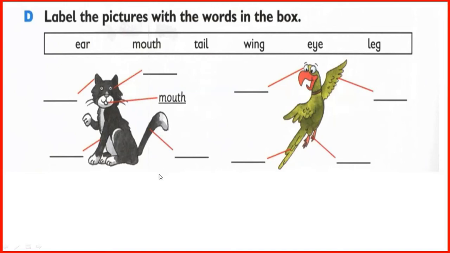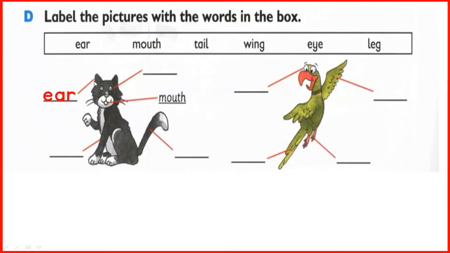Hurry up, tell me. Now I point and you tell me. What? Yes, eye. What? Ear. Very good. What? Leg. Very good. And what is this? Tail. Very good. Now you have to write here, dear students, here you have to write ear.